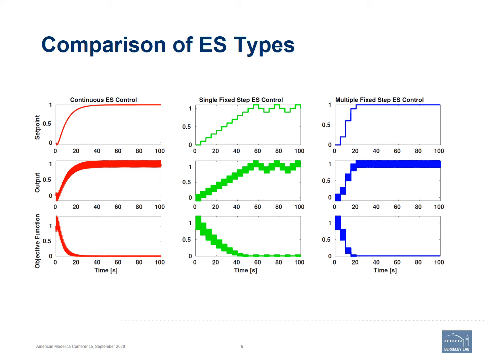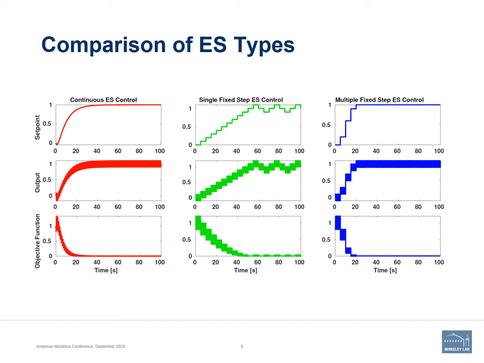The second row shows the actual output of the ES controller. So this looks a little bit different than the set points because you see those waves around the set points, and this is related to the probing signal which is added to the output. So this is one downside of the ES controllers, that you will always have an additional probing signal on top of the optimum set point. And you can see the same for the single fixed step ES controller and the multiple fixed step ES controller, that it has those oscillations around the set point.